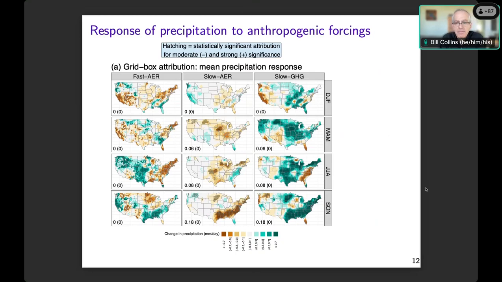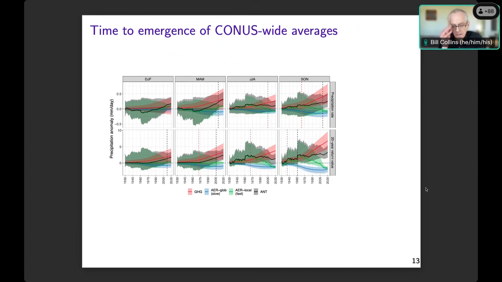Next slide, and I'm coming to the end here. So this figure shows the continental-wide response. The upper row is the mean precipitation. The lower row is the extreme precipitation. Red is greenhouse gas only. Blue is the slow response to aerosols. Green is fast. And then what we actually observe or are trying to detect is the mix of all those things, which is black, which is anthropogenic.